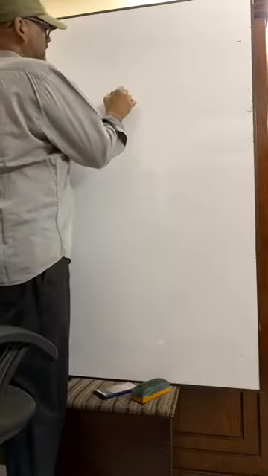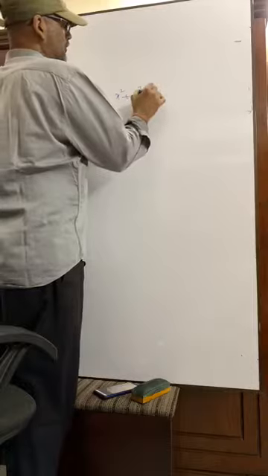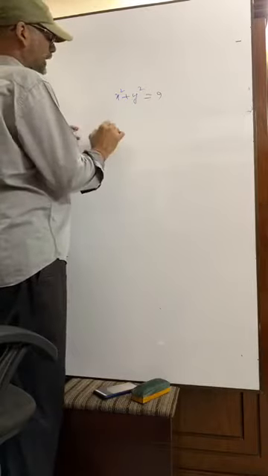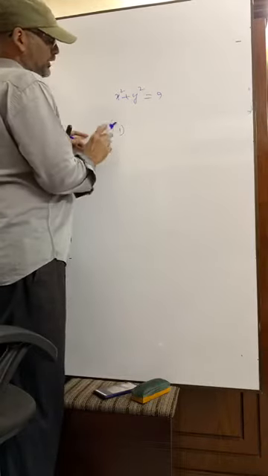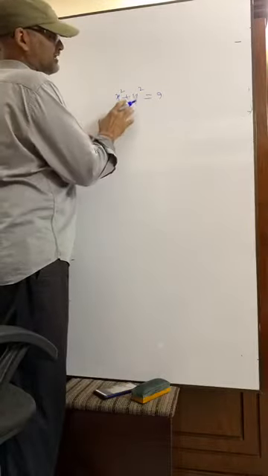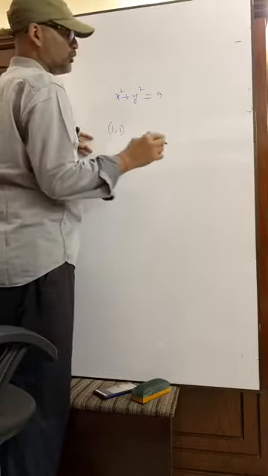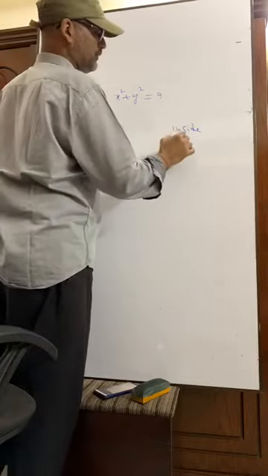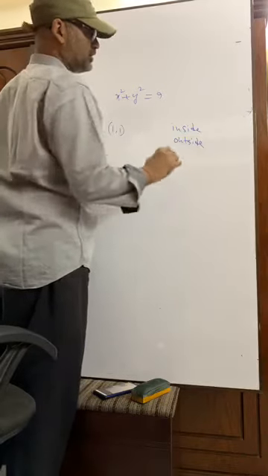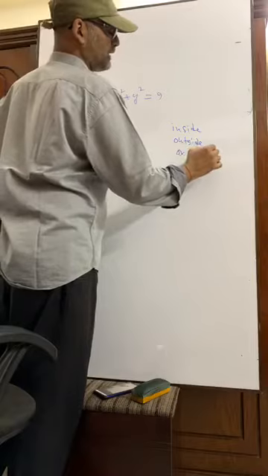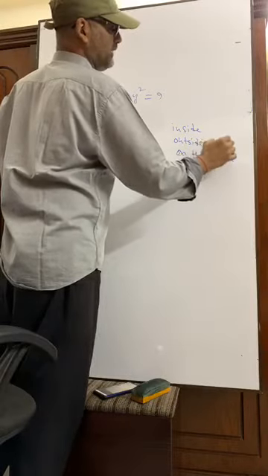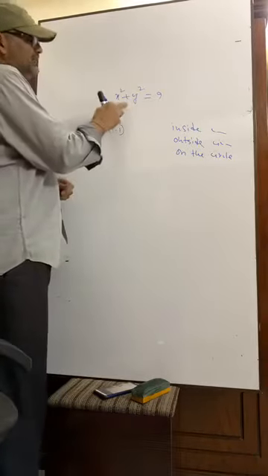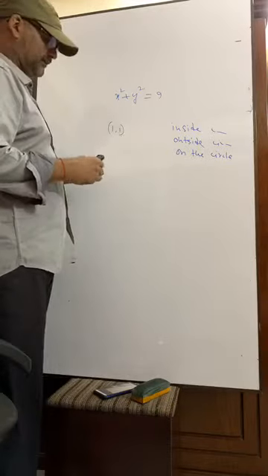Suppose x square plus y square equals to 9. This is the equation of a circle. I have given a point (1, 1). Does the point (1, 1) lie inside the circle, outside the circle, or on the circle? The question can be: inside the circle, outside the circle, or on the circle. So you have to find whether the point lies in the circle, outside the circle, or on the circle.